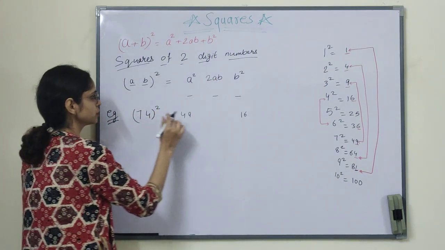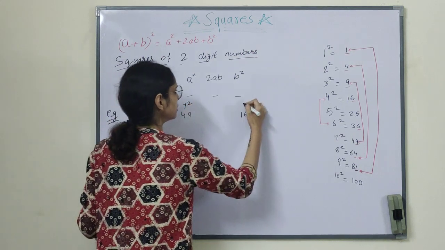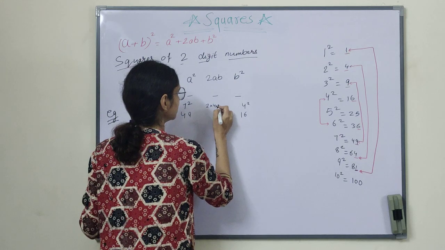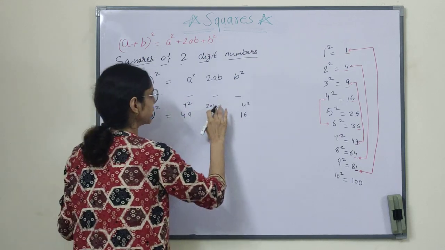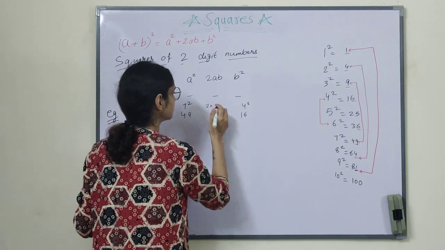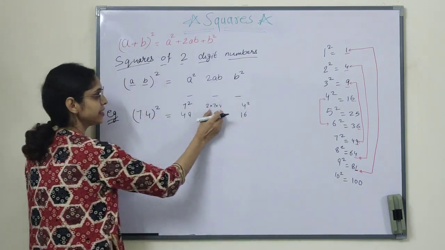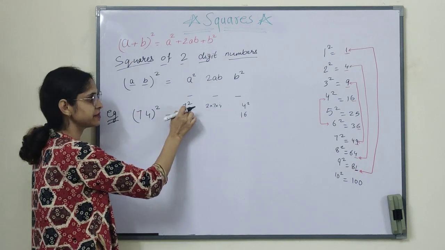So what we are doing over here, 7 square. Here we are writing 4 square. And in the middle we are doing 2 times 4 times 7, or we can also write 2 times 7 times 4, doesn't make any difference. Alright. So write 4 square, then write 2 times 7 times 4, and then write 7 square.